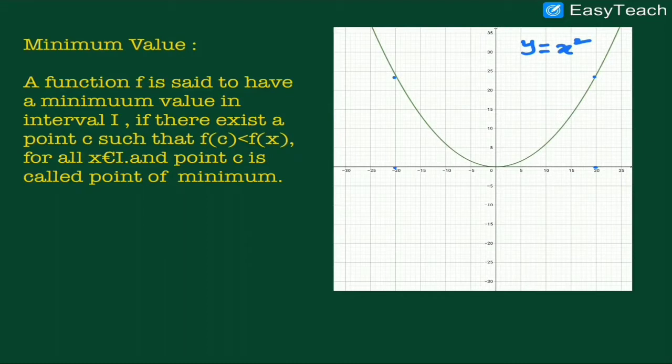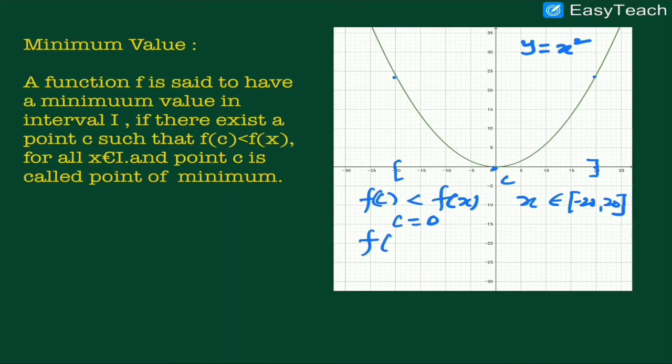See the graph y equals x square and we take the interval minus 20 to 20, and suppose this point is c. Therefore f(c) is less than f(x) for all x belonging to this interval minus 20 to 20. Here c is equal to 0. Therefore f(0) is always less than f(x). Therefore 0 is called the point of minima and f(0) is called the minimum value of this function, which is equal to 0.